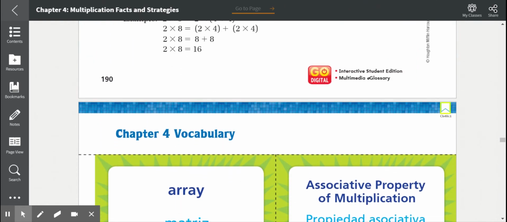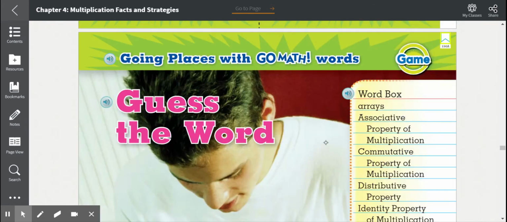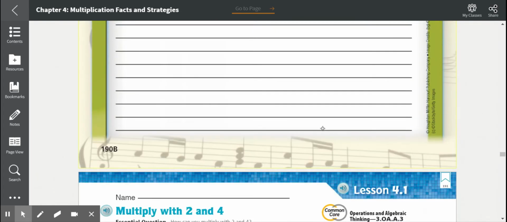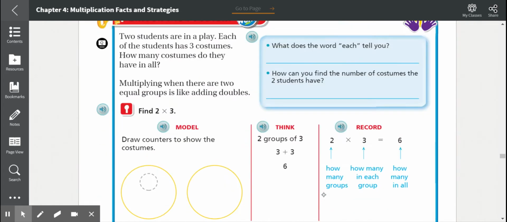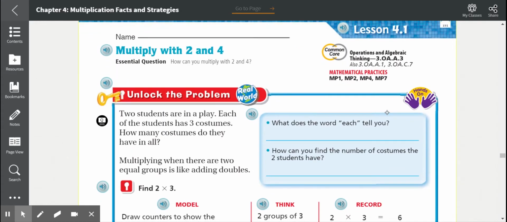We're actually going to skip that page. And what I want you to do now is go all the way to page 191, and that's where we're going to start lesson 4.1. Okay. So all the way to lesson 4.1, and that's where we're going to start. So lesson 4.1 is called multiply with 2 and 4. How can you multiply with 2 and 4?